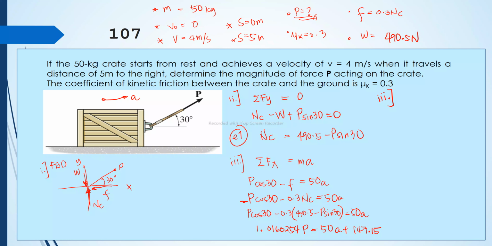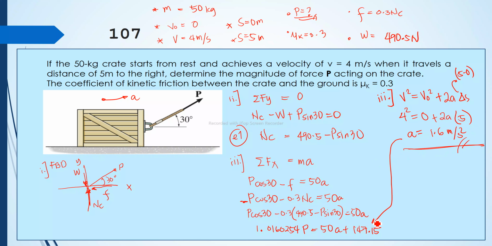There is no time here, then we can use this one. The square of the final velocity is equal to the square of the initial velocity plus 2 times the acceleration times the displacement. So this is our 5 minus 0. So we have 4 squared is equal to 0 plus 2a times 5. From there, we can get that our acceleration is equal to 1.6 meters per second squared.